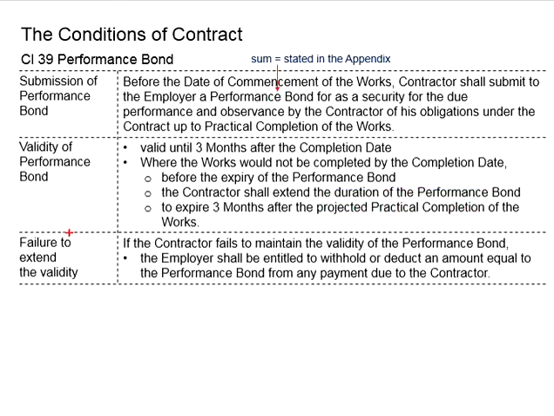In the case that the contractor fails to extend the validity, the employer shall be entitled to withhold or deduct an amount equal to the performance bond from any payment due to the contractor. In other words, in the case of the delay of the work, that the contractor cannot finish the project on time and the contractor does not extend the performance bond, what's going to happen here is the performance bond expires. Now in the case that the contractor does not fulfill his obligations, there is nothing to hold on to the contractor.